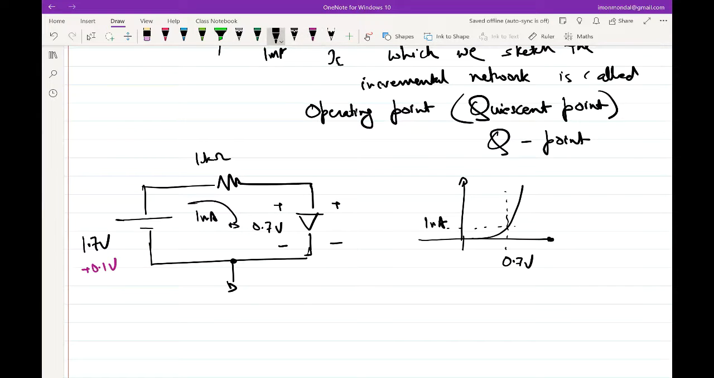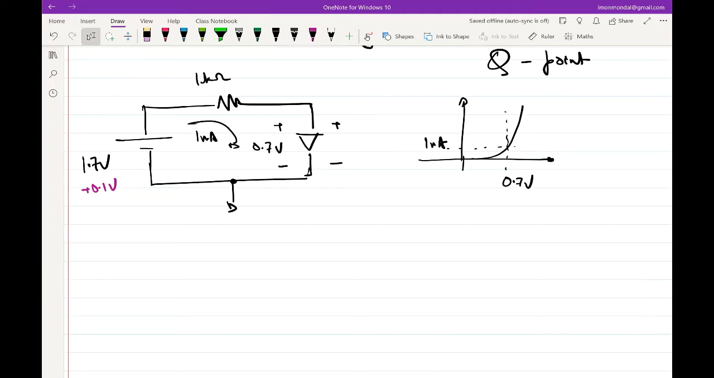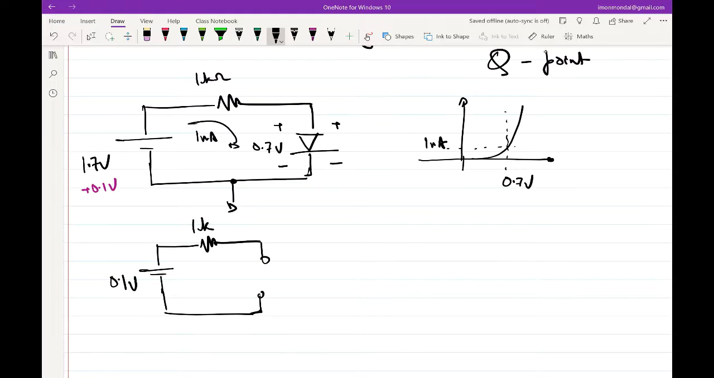So now walk me through the process. What should I do? What should be the incremental network? So let's start with the battery. What will the battery be? 0.1. Great. So this becomes 0.1. What will the resistor be? 1K. So what will I replace the diode with? So that's the question. What will I replace the diode with? To replace the diode, what do I need to do?